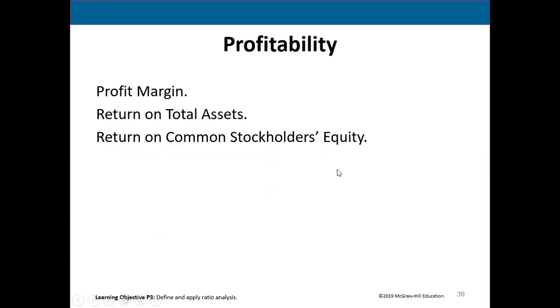The next ratios measure profitability of the company. The first one is the profit margin. We already talked about that one. Return on total assets is another measure of profitability. And then return on common stockholders' equity. Let's take a look at this.